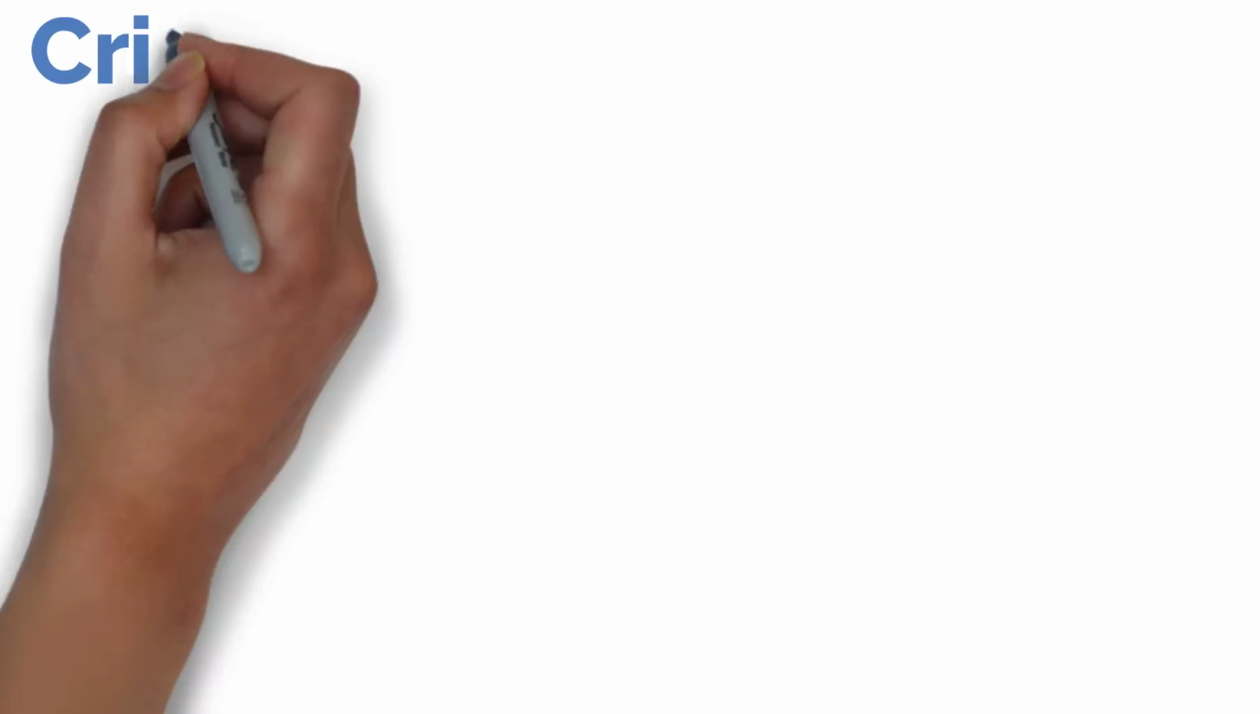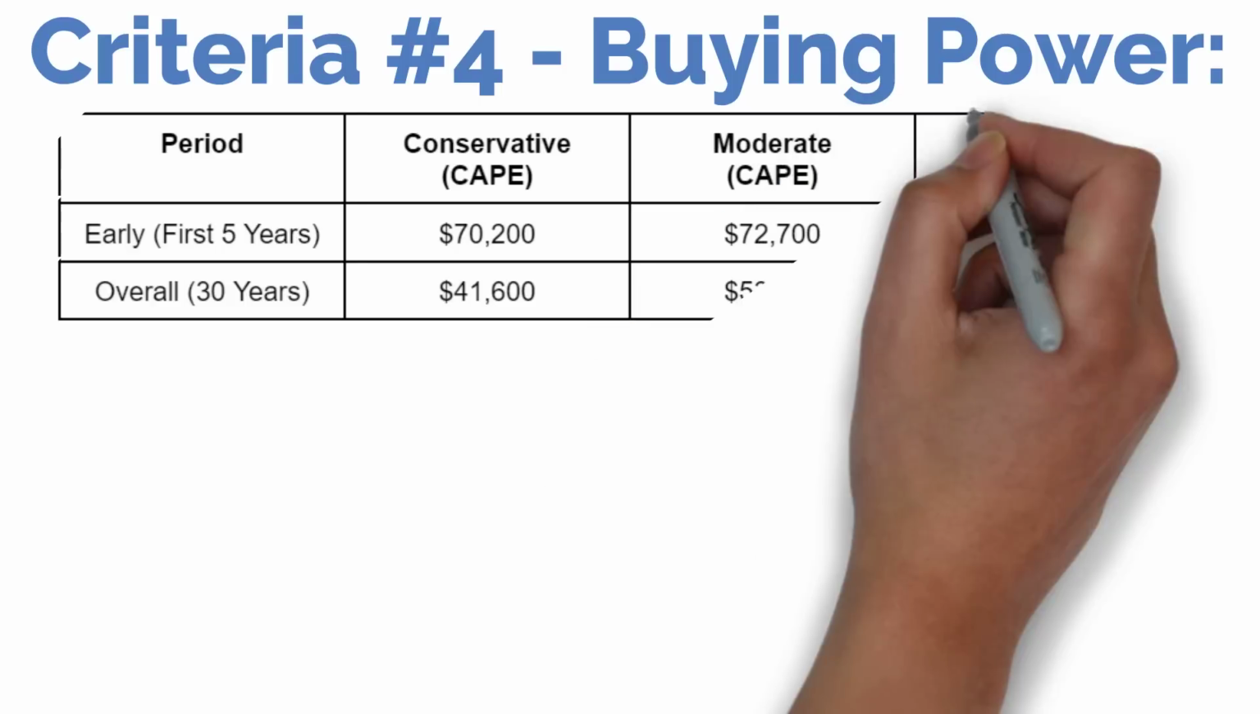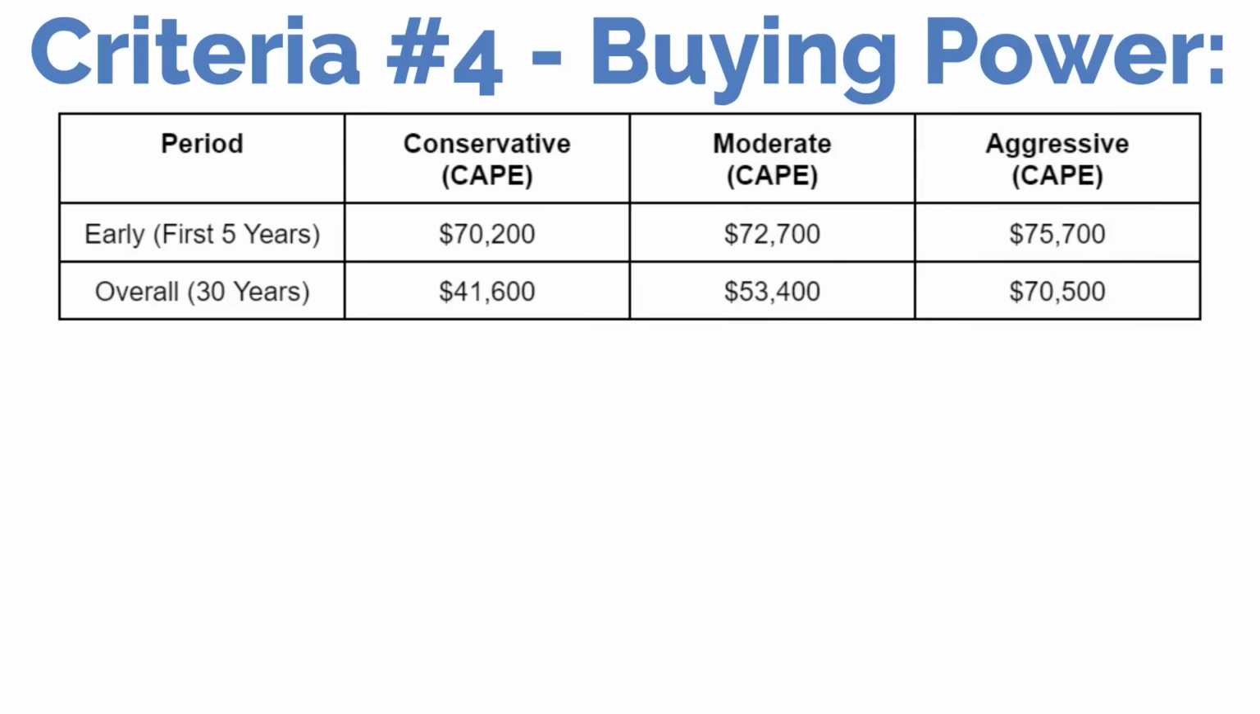The fourth and final factor I look at when analyzing withdrawal strategies is buying power. And this is another area where the approach struggles. Looking back at our average income figures over the early portion of retirement, so the first 5 years, and the overall 30-year retirement period, we see that under all 3 allocations, income levels are higher in the early going than they are overall, suggesting that income levels later on in retirement are lower.